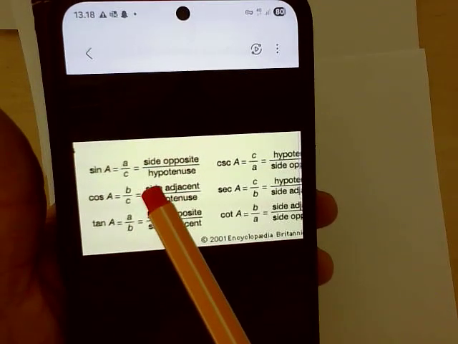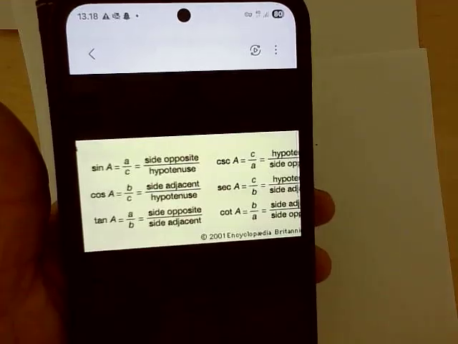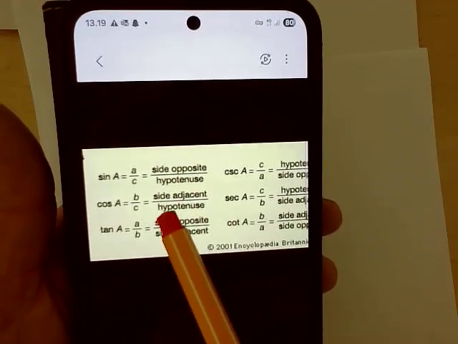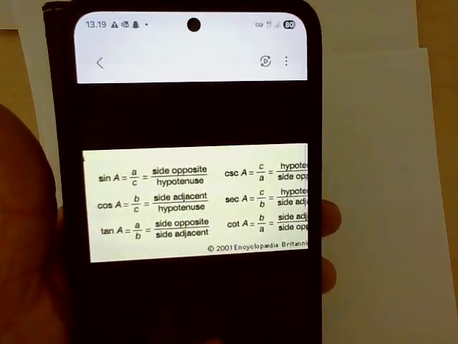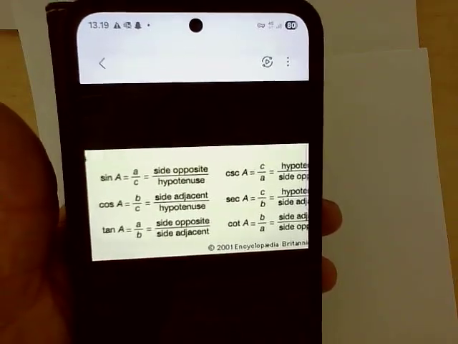SOH, yes. And SOH. And CAH. And TOA. How do you say it? Soh-cah-toa. So you don't have to read anything.